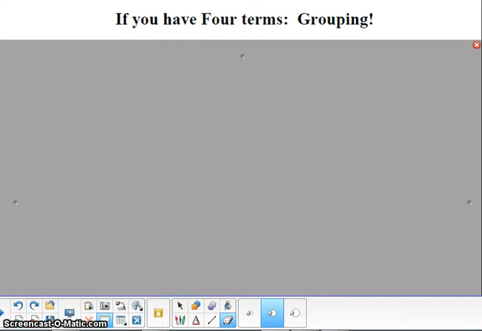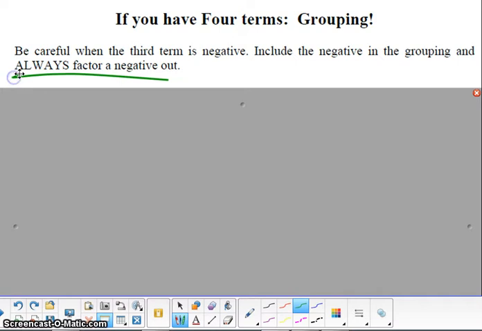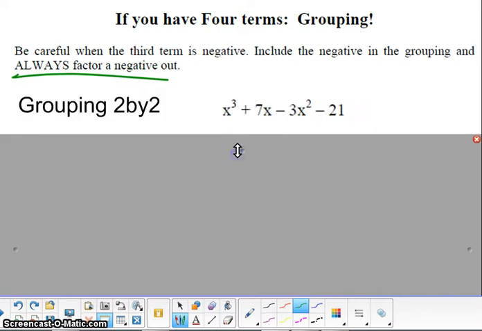If you have 4 terms, you are going to group, and something to be aware of is to be careful when the third term is negative, because you need to include the negative when you're grouping. Always, always, always factor the negative out. Okay, so here is our example. This is going to be grouping 2 by 2. So what I mean by that is you're going to take the first 2 terms and the last 2 terms and find the GCF of both of them.